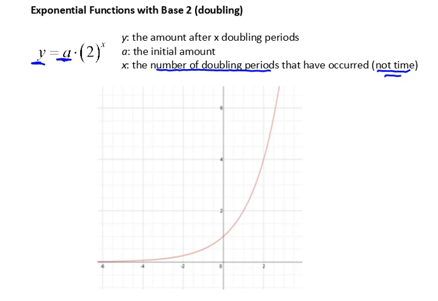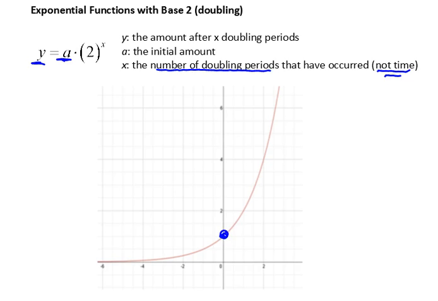You might notice this graph has changed a little bit. We still have our initial amount as our y-intercept, but now instead of decreasing from there, it's growing, and it's actually doubling every doubling period.